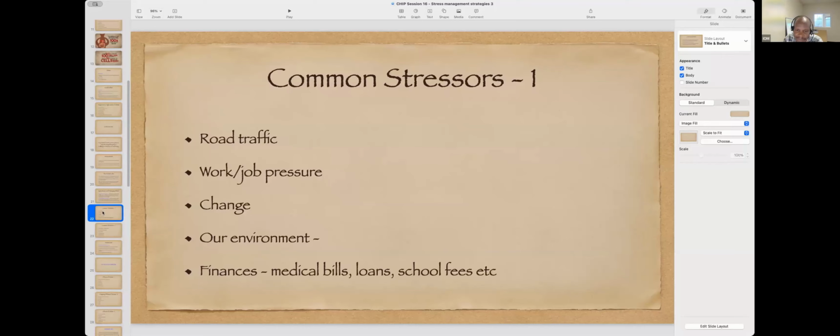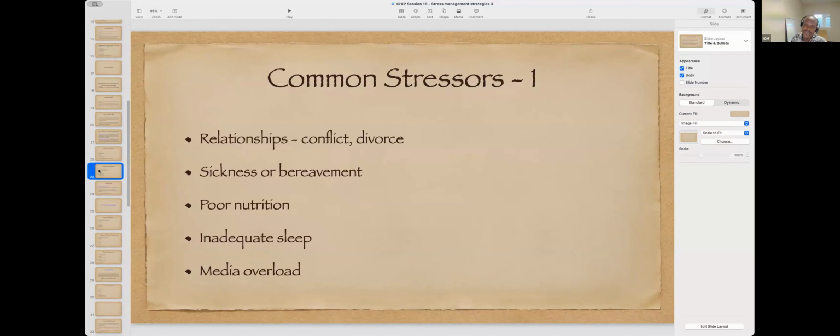The environment can be a huge stressor. Finances, medical bills, and whatnot can be too. So there are several stressors. Some more: relationships, conflict, divorce, and all that. Separation is a big factor too. Now, sickness or bereavement can be a huge stressor. Poor nutrition, inadequate sleep, media overload.